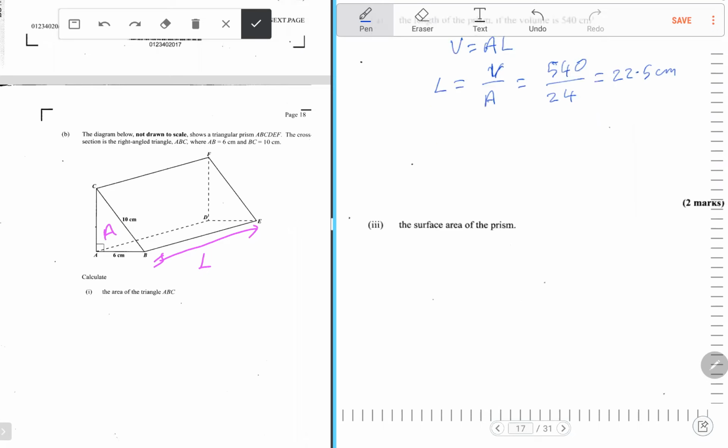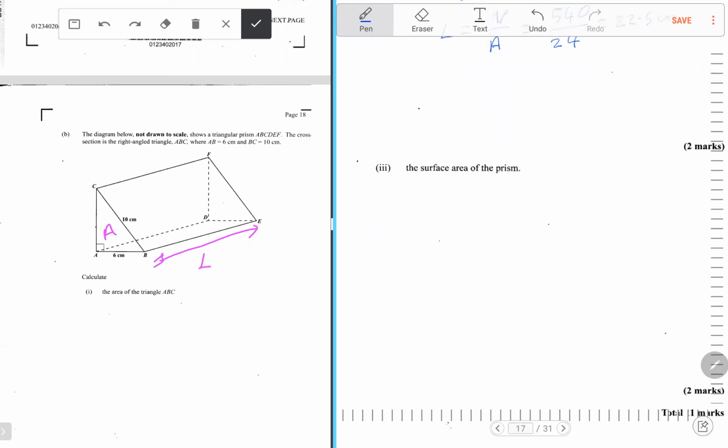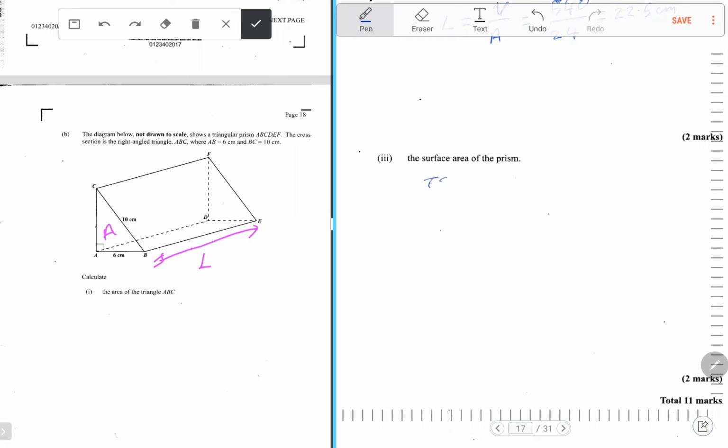Then I want to know the surface area of the prism. It is the total surface area we're talking about, and we just did it a while ago. The total surface area is what I want. It is the curved surface area plus 2 times the end area. We'll call the end area A.